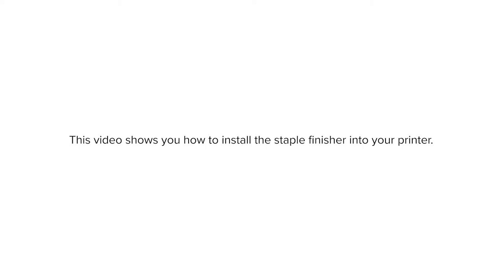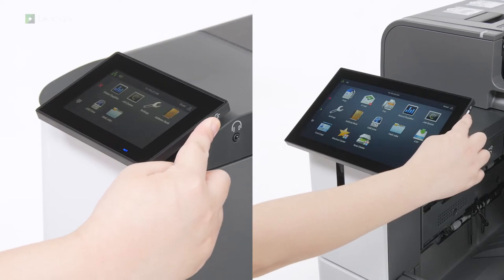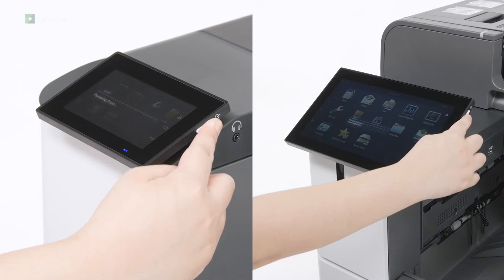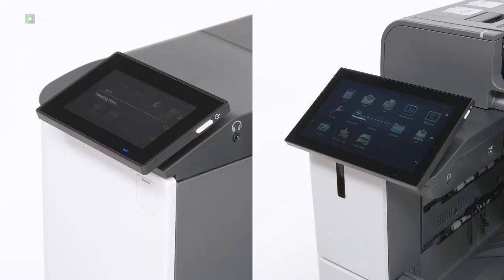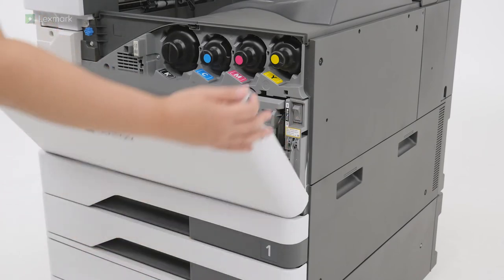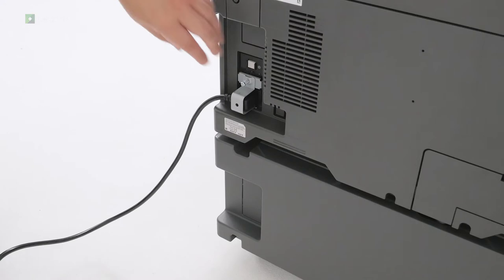This video shows you how to install the staple finisher into your printer. Depending on the model, the appearance of your printer may vary. Turn off the printer. Open the front door, and then turn off the power switch. Unplug the power cord from the electrical outlet, and then from the printer.